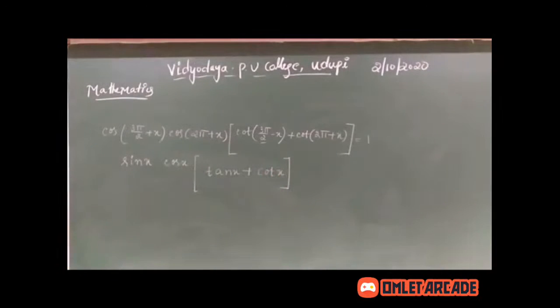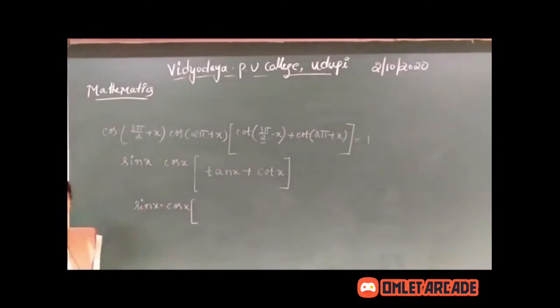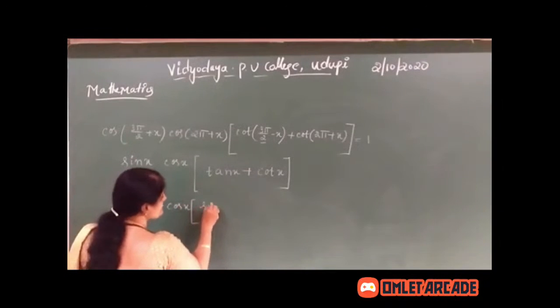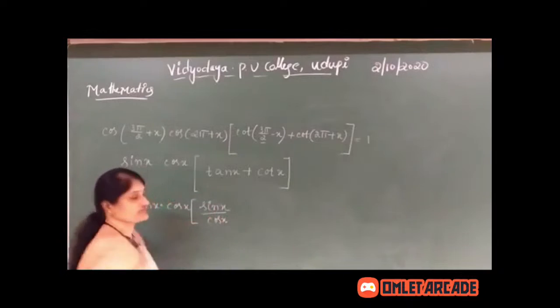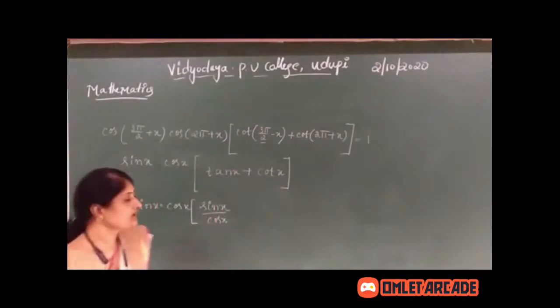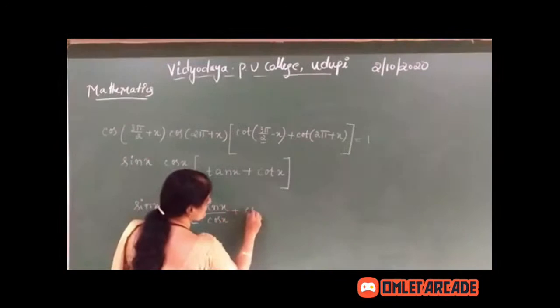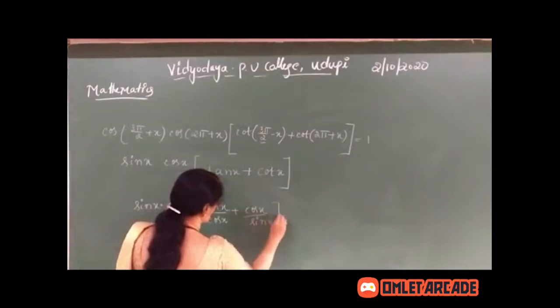Sin is positive. Now we'll simplify this. Sin x into cos x. Now tan you write it as sin x by cos x. See why we are substituting? Because we have to prove that it is equal to 1. So cot I write it as cos x divided by sin x.